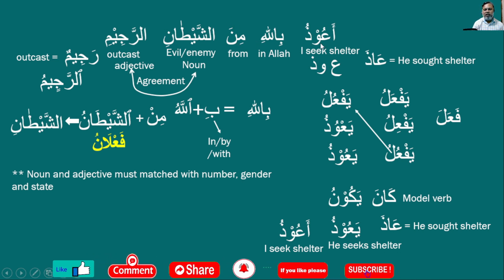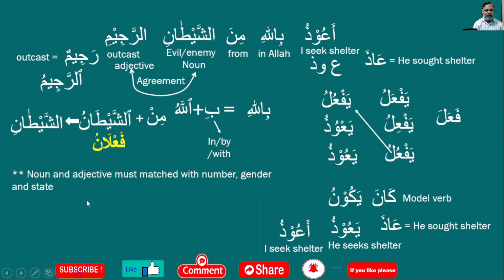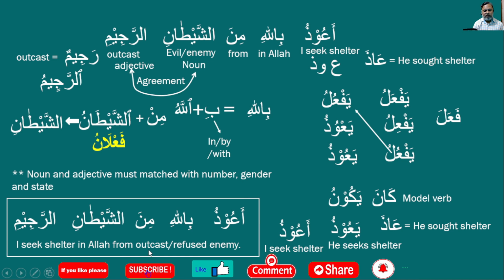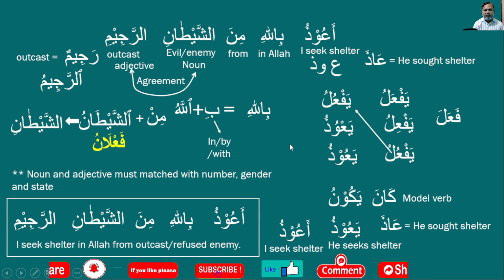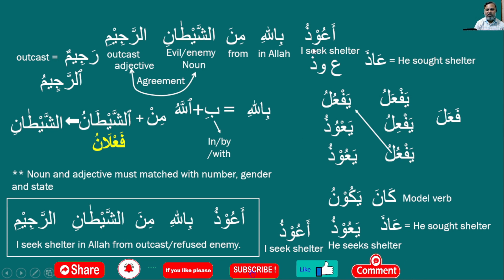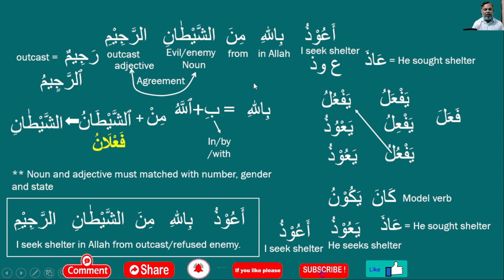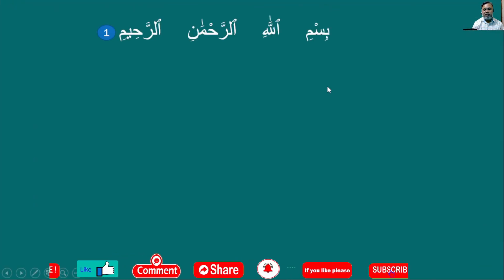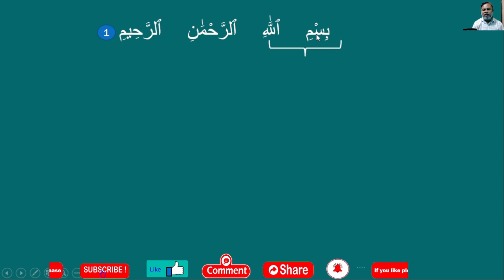So auzu billahi minash shaytanir rajim means I seek shelter in Allah from the outcast or refused enemy. This is the actual meaning of this statement auzu billahi minash shaytanir rajim. Now we will discuss the first verse of Suratul Fateha. Bismillahir Rahmanir Rahim. First we will look into these two words.